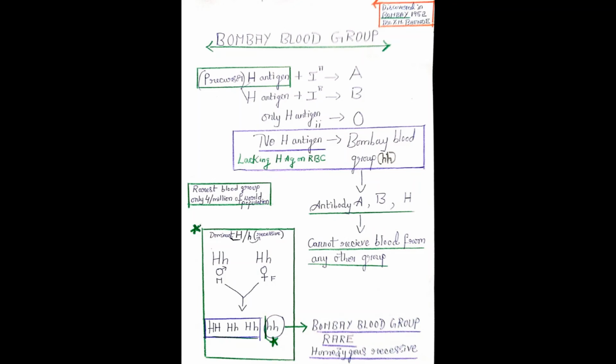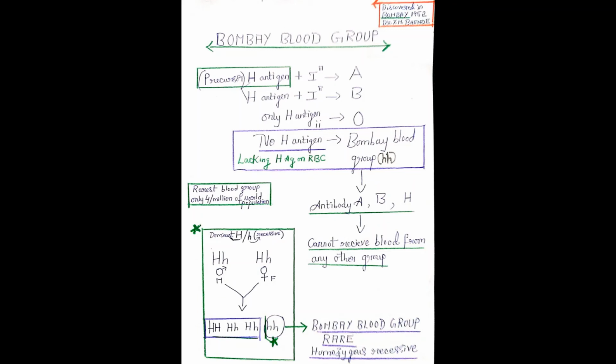Now we'll discuss one of the rarest blood groups, Bombay blood group. The first question that comes to your mind: why is it called Bombay blood group? This blood phenotype was first discovered in Bombay by Dr. Y.M. Bhende in 1952. Since it was first discovered in Bombay, the blood group is termed Bombay blood group. What is Bombay blood group?